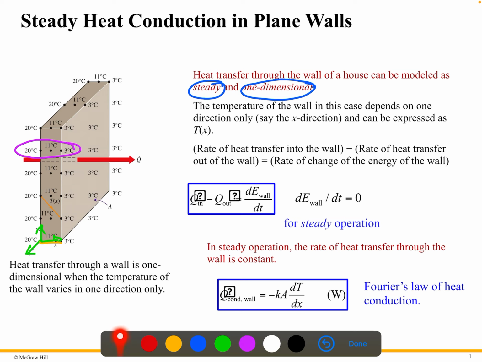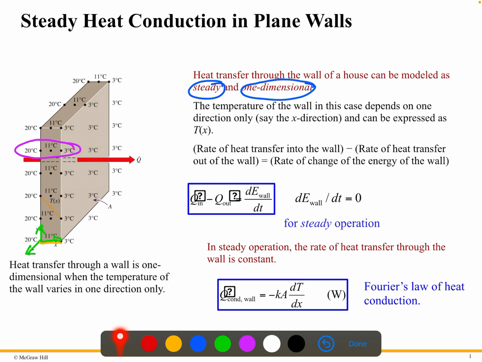If you go up in this way, you see the temperature is 20 along the y axis. If you go this way, you see the temperature is 3. On this side it's 20, on this side it's 3, and in the middle it's 11. So it's not changing along the vertical axis, the z axis or the y axis. It's only changing along the x axis, the perpendicular direction. So we can say the conduction in a plane wall is steady and one dimensional.